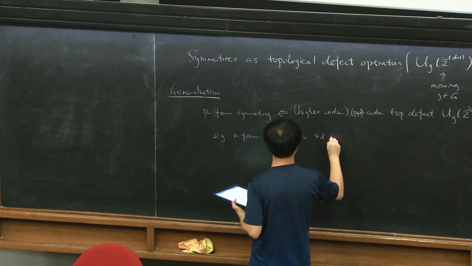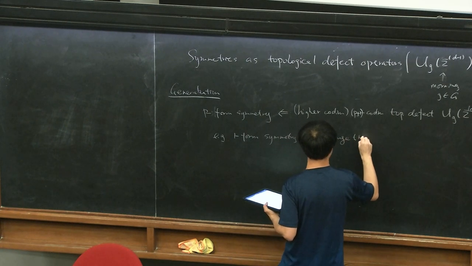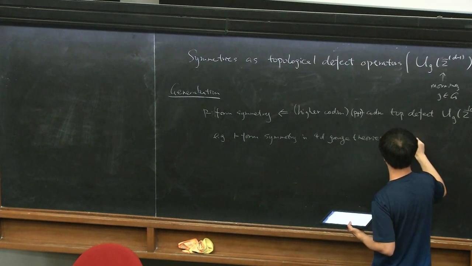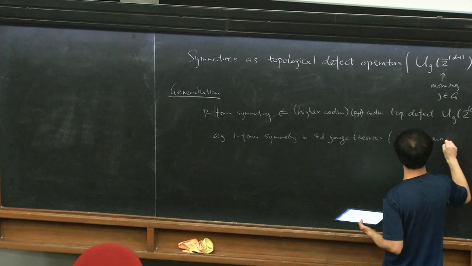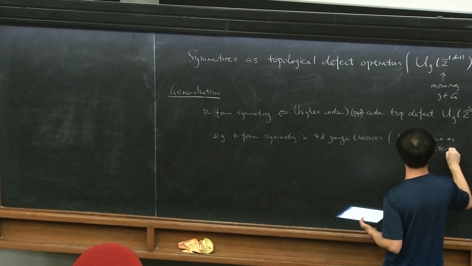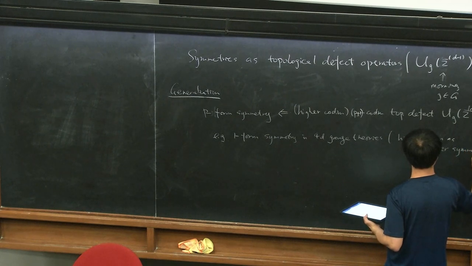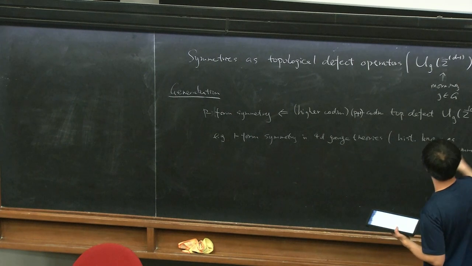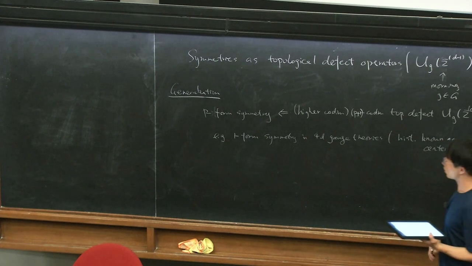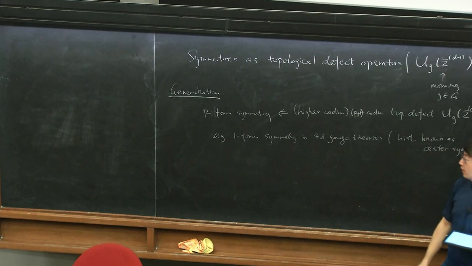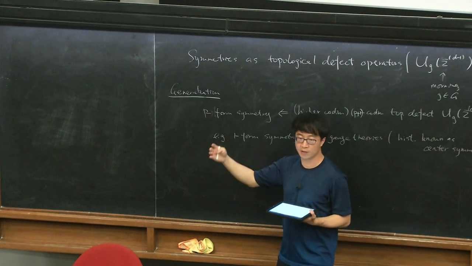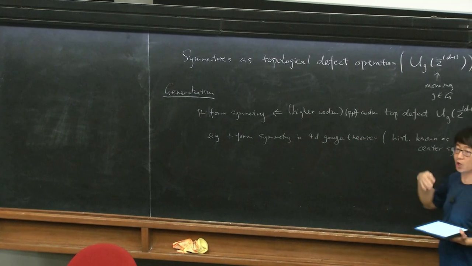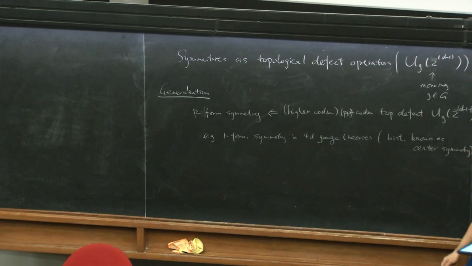In four-dimensional gauge theories, historically, they're known as center symmetry because the corresponding group coincides with the center of the gauge group. In this case, P is equal to 1, and the generators are two-dimensional topological operators. They are the charge, the unitary operators corresponding to the one-form symmetry. And the operators in the theory that are charged under this one-form symmetry are Wilson lines.